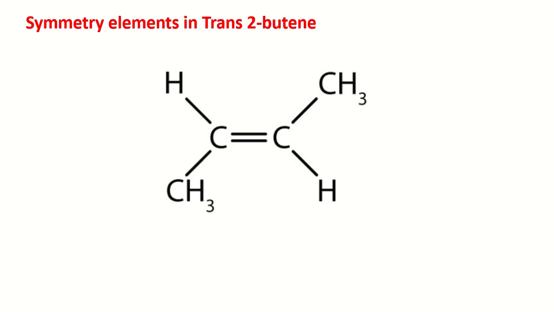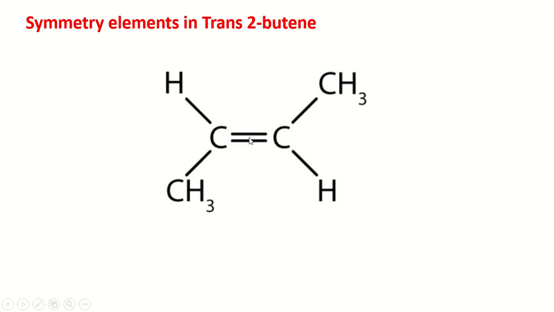We have already discussed that there is identity in all kinds of molecules and all kinds of objects present in the universe. So we should write identity for trans-2-butene, E. Next one is the proper rotation. So we need to find, is there any kind of proper rotation present in this trans-2-butene? Yes, there is a C2 here.